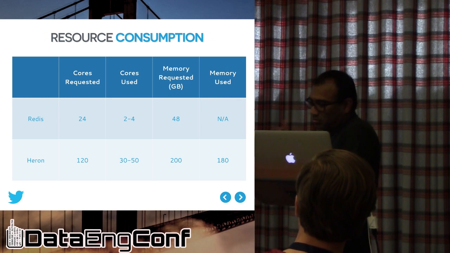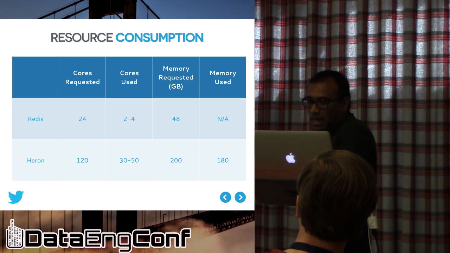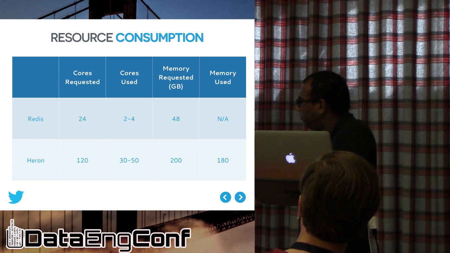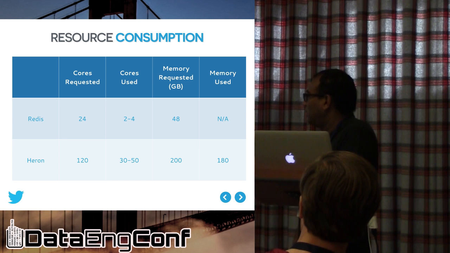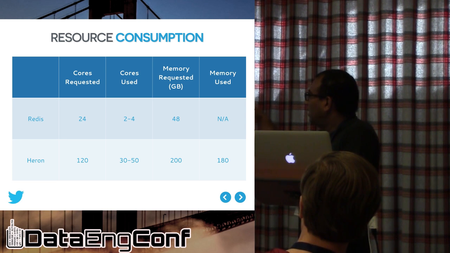To run this topology, the number of cores we requested was around 120, but the actual cores taken were 30 to 50, mostly 30 to 45. For Redis, we just gave 2 to 4 core instances. Memory requested was 200 GB and only 180 was consumed, and memory requested for Redis servers is just 48 GB, which is the entire machine itself.